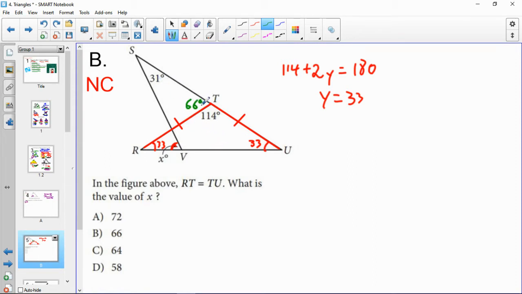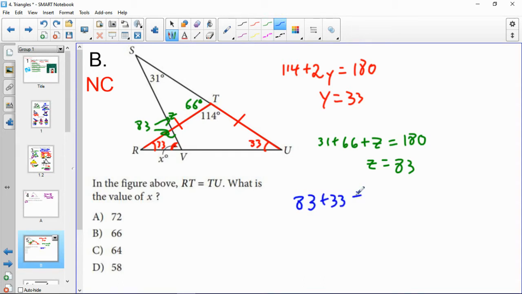And if this one's 66 degrees right here, and let's name this thing Z or something, then 31 plus 66 plus Z must be equal to 180. And then Z becomes equal to 83. And in this case, if this is 83 right here, then the bottom one here must also be 83. And now that we know that one's 83, we can wrap the problem up with 83 plus 33 plus X is equal to 180. And in this case, you can pretty quickly get to X is equal to 64.